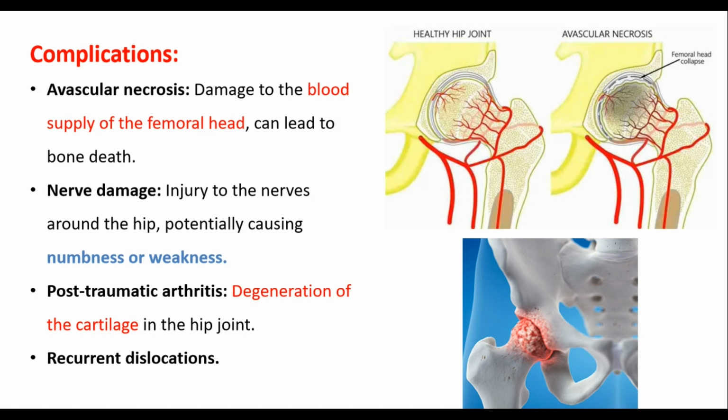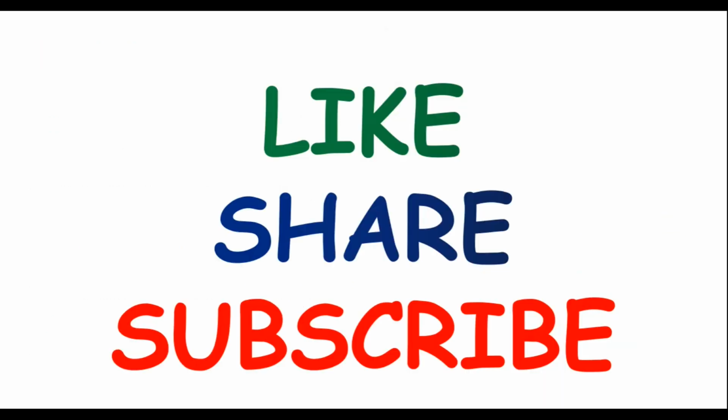Next complication is the post-traumatic arthritis. Due to the dislocation, there might be injury to the articular cartilage. So that will cause the degeneration of the cartilage and leads to the osteoarthritis of the hip joint. And the last one is the recurrent dislocation. Recurrent means repeated dislocation of the joint. This is all about anterior dislocation of the hip joint.